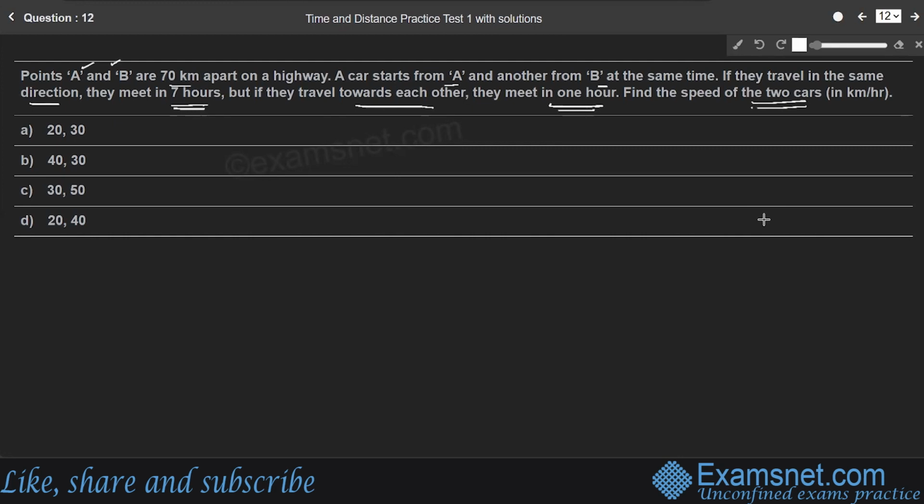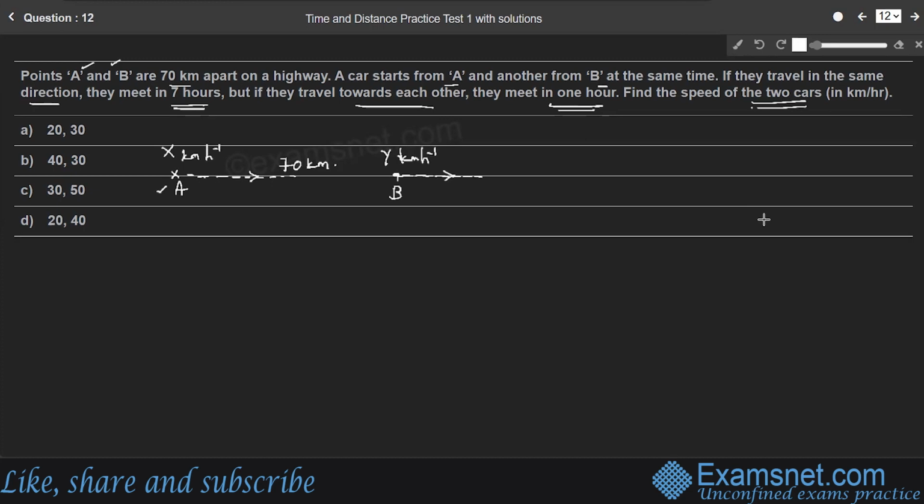So students, we'll consider two points A and B, which are 70 km apart. A car from point A travels towards B, and also a car from point B travels in the same direction. Both the cars are moving in the same direction. Let the speed of car A be x kilometers per hour. The speed of car B is y kilometers per hour.